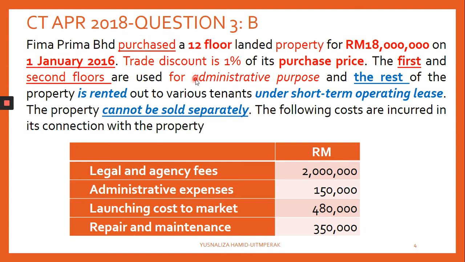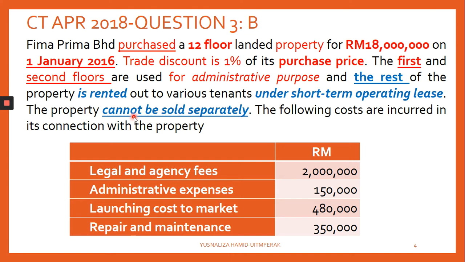The first and second floors are used for admin purposes. If you have two out of 12 floors used for admin purposes, that is going to be a PPE. Why is it going to be a PPE if that is going to be sold off separately? In this question, the property cannot be sold separately. Therefore, you need to look at the rest of the property, which is being rented out to various tenants under short-term operating lease. If you rent out to third parties under operating lease, that is going to be an IP, right? Investment property. So of the 12 floors, two floors are for admin use, and the remaining 10 floors are for rental to others under operating lease.